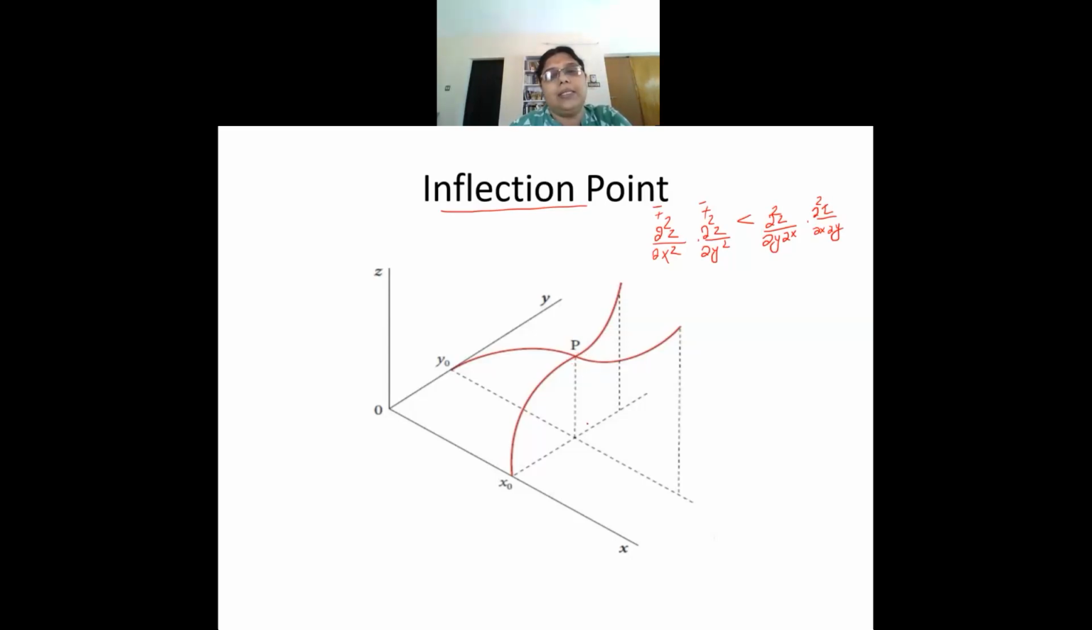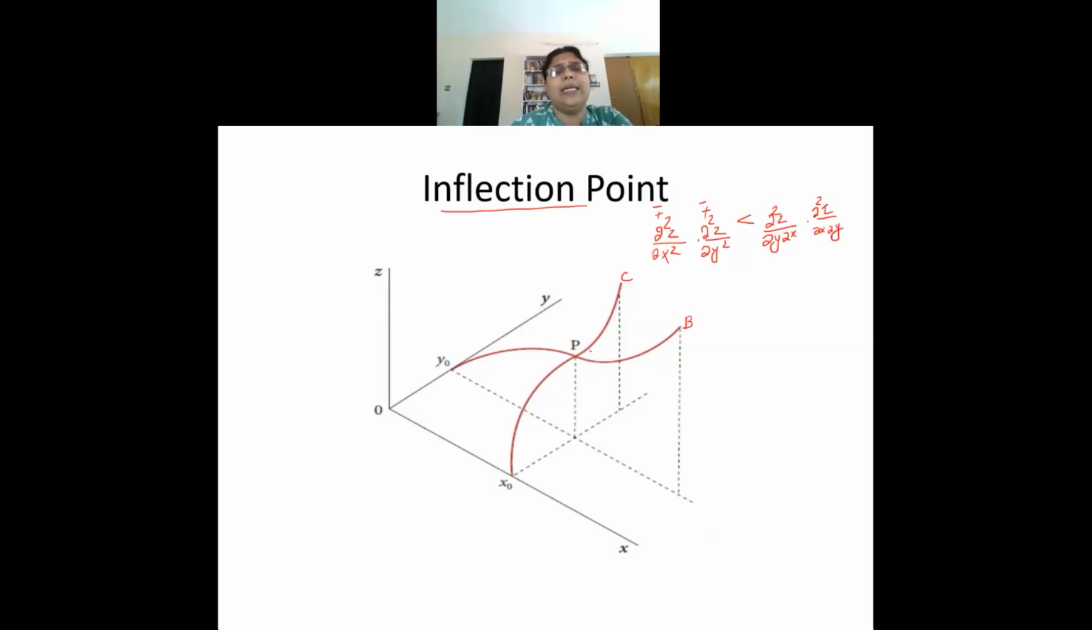Now, let us consider this three-dimensional graph. At point P, we have x equal to x0 and y equal to y0. P is the meeting point of these two curves. Here we have two curves, let us say the curve x0c and another curve y0b. These curves are meeting at point B. So at point B, let's see what happens: is there a change in curvature?